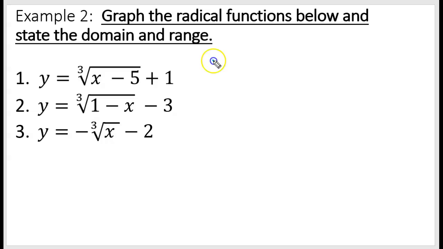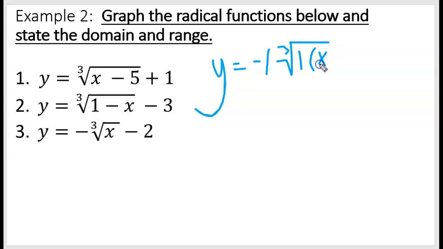So for this one, we have y equals negative, well, there's no a, so I'm going to put a 1. Cube root of x, of b, well, there's no b on this, right? So I'm going to put 1. And there's also no h, so I'm going to put 0. And then it's going to be minus 2. So I've got all my numbers now.